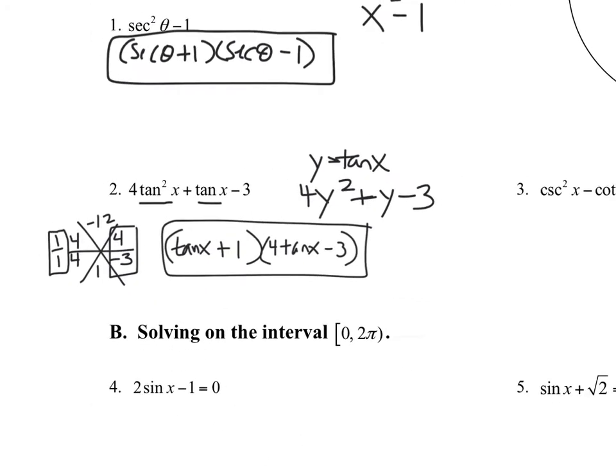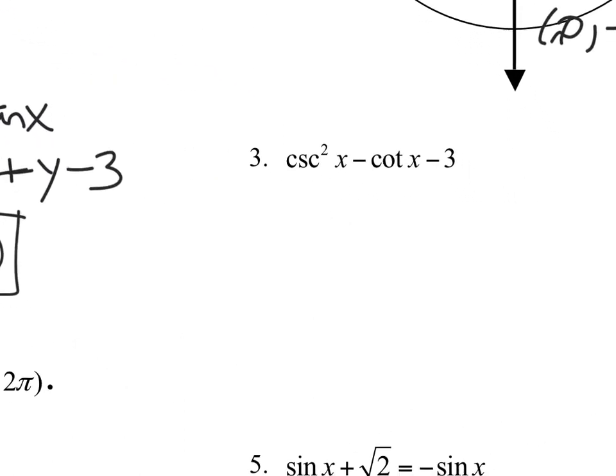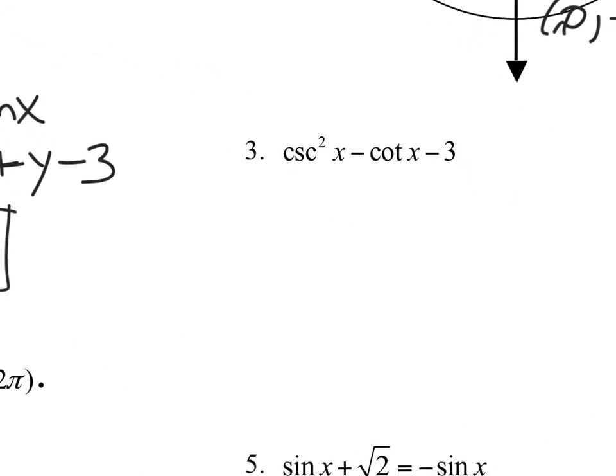Okay, for number 3, if you notice, it's not in the same trig function. We have a cosecant squared and a cotangent, and that's not good. We don't want that. So we want to change everything so that they're in the same terms. So if you look, cosecant squared, we learned the other day, cosecant squared is equal to 1 plus cotangent squared. You know that because that's one of your Pythagorean identities. Okay? Minus cotangent x minus 3.